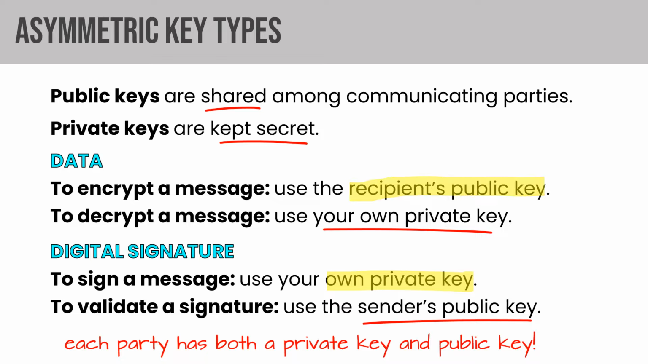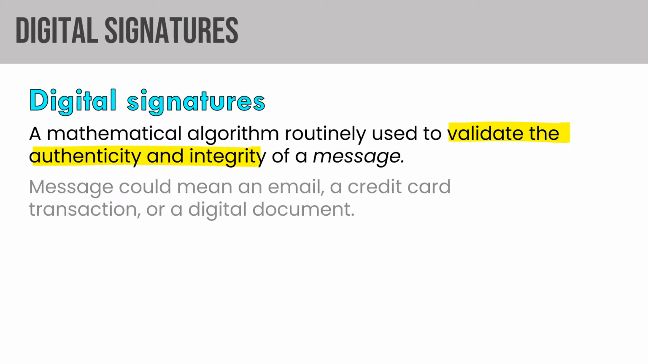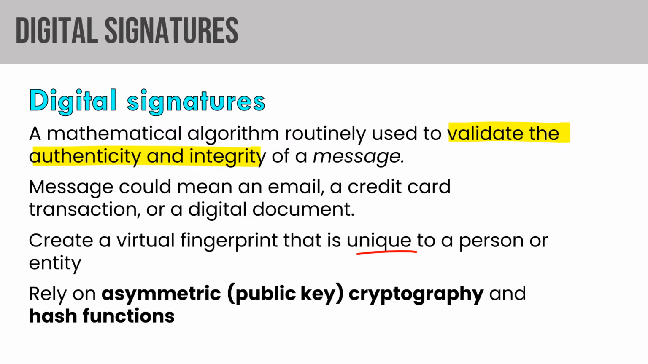Even if you're not well versed in encryption, you've probably heard the phrase digital signature come up many times. A digital signature is a mathematical algorithm used to validate the authenticity and integrity of a message. So a message could mean an email, a credit card transaction, or a digital document. A digital signature creates a virtual fingerprint that is unique to that person or entity. That entity could be a person, or it could be a processing system, for example, processing transactions. And digital signatures rely on asymmetric cryptography, sometimes called public key cryptography, two words for the same name, and hash functions, which we haven't talked about yet. So let's touch on these.